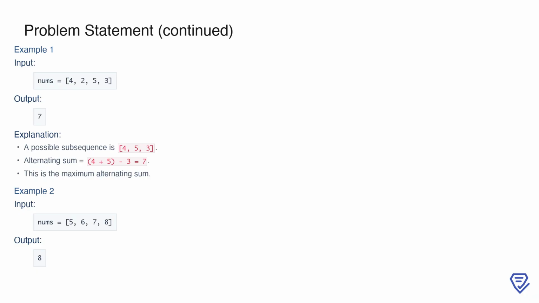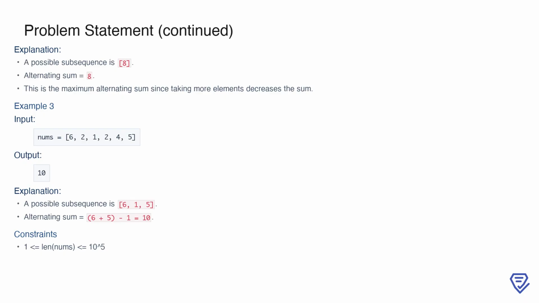Now for the second example, the array is 5, 6, 7, 8. Here, the optimal subsequence is simply 8. Since it consists of just one element, the alternating sum is equal to that element, which is 8. Including any other element from the array would actually decrease the alternating sum, so the answer remains 8.